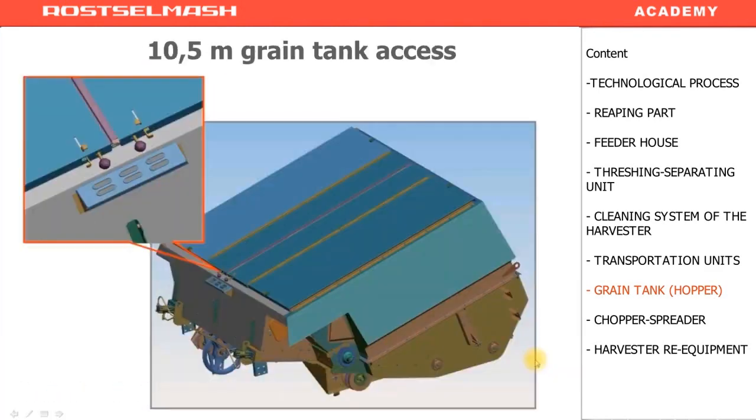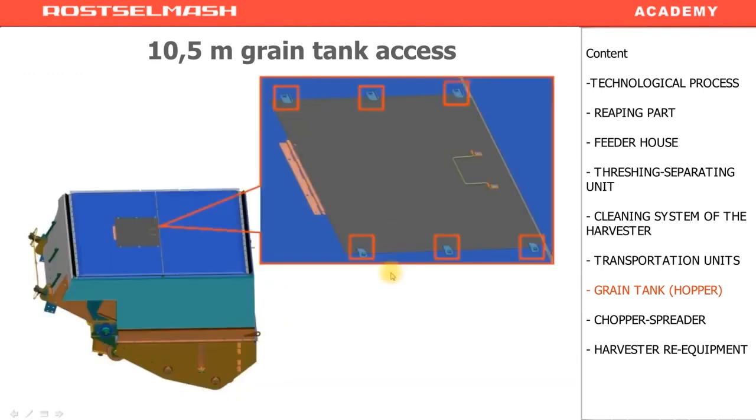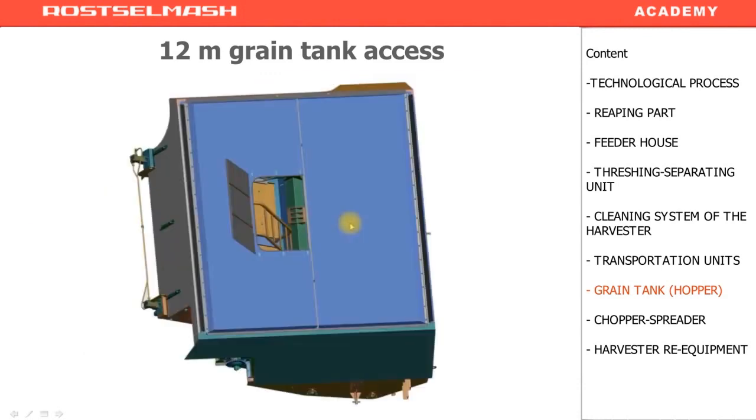To access the grain tank when the roof is closed, you can press the clampers and the shutters will open. Behind them, there is a ladder to access the grain tank. The 12 cubic meters version has got a hatch. To unblock it, you have to loosen the bolts. Turn the locks, all the 6 of them. When you open the hatch, you will also see the ladder to access the grain tank.